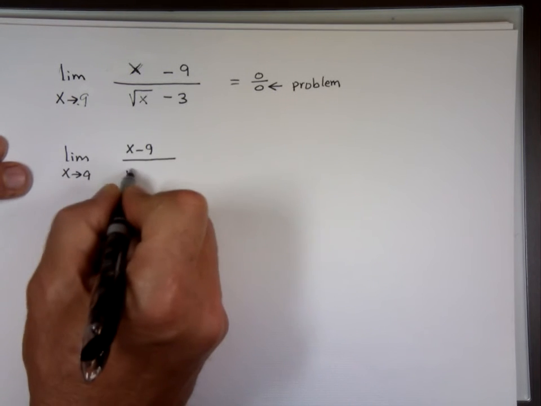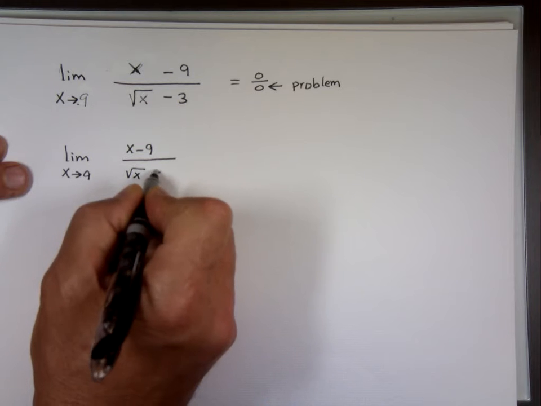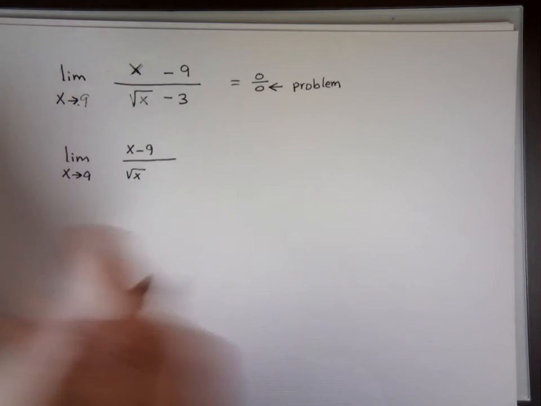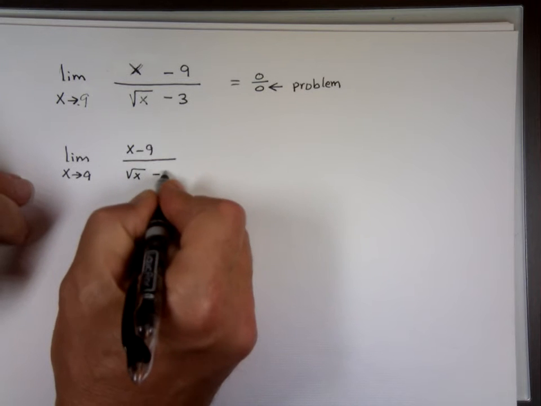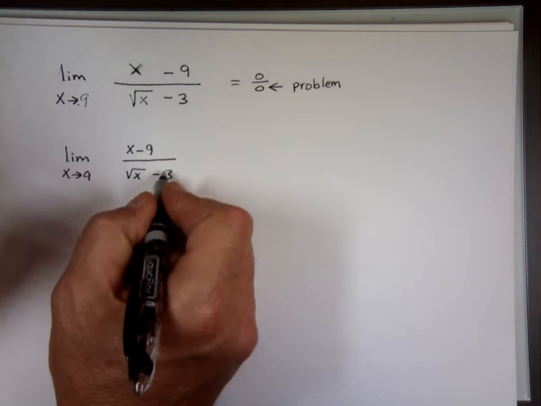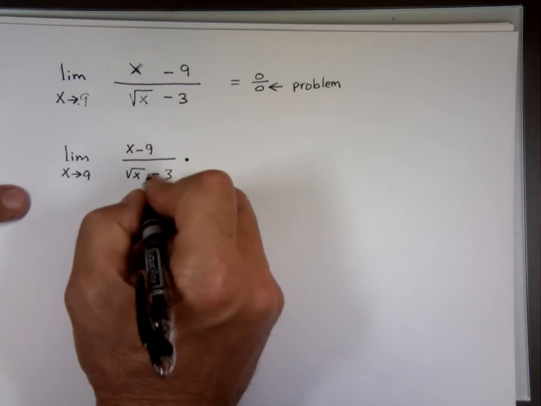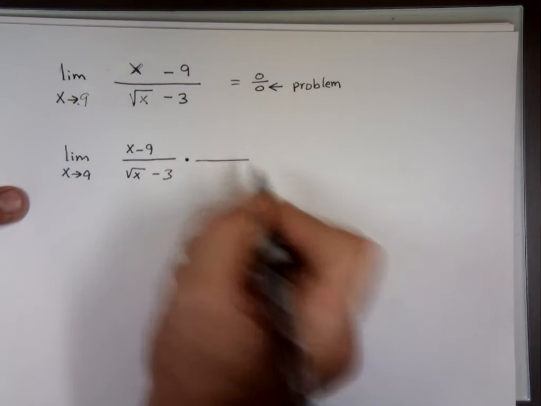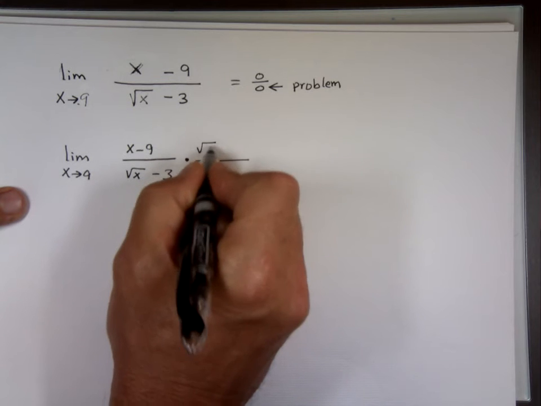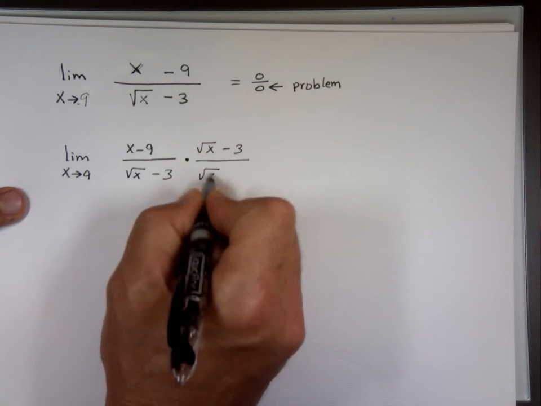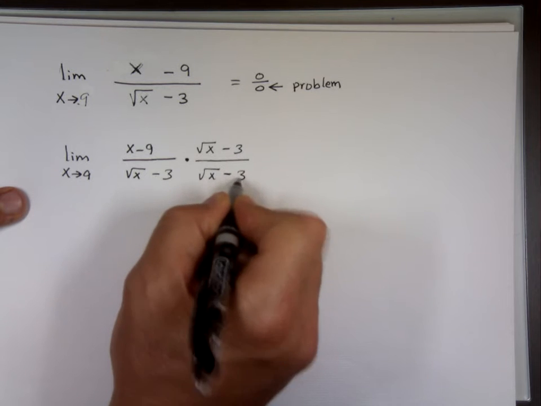By what? Oh. By what? That whole thing. This whole thing? Yeah. Well, that's not going to get rid of it. You said multiply the top and the bottom by the whole thing. Yeah. I was trying to. I heard someone say conjugate.